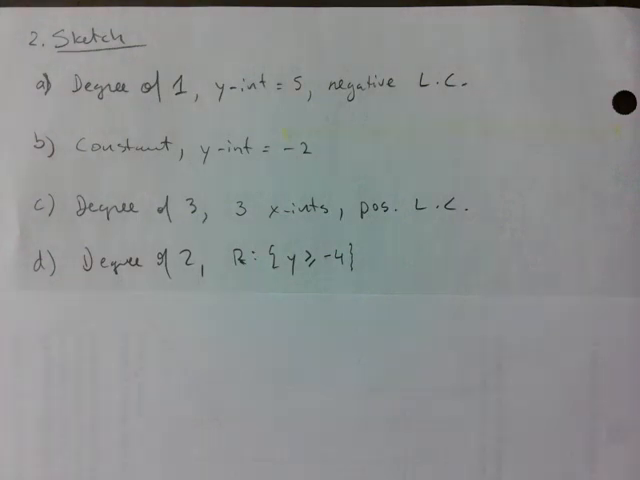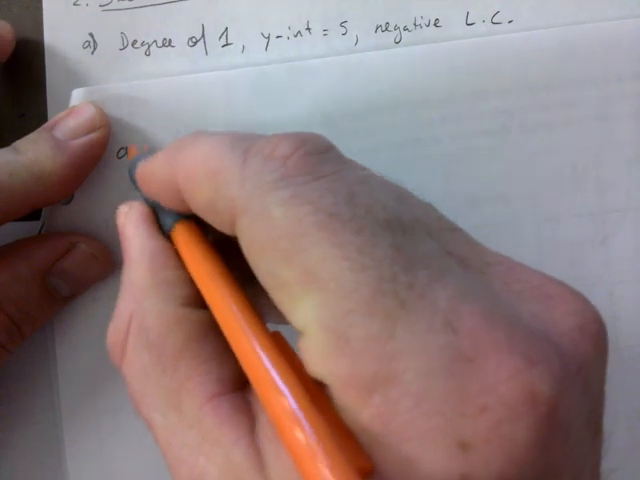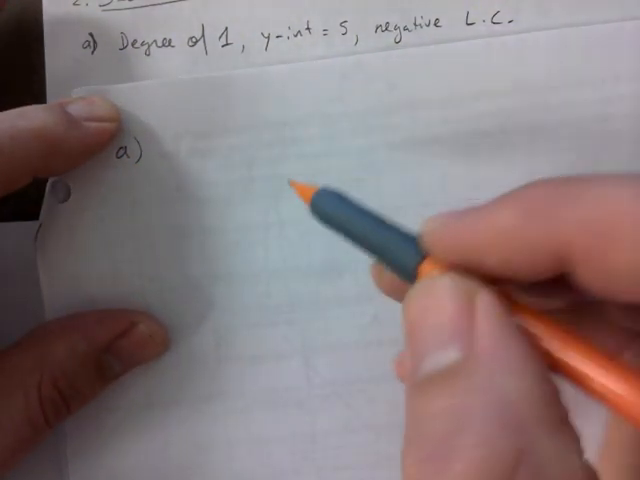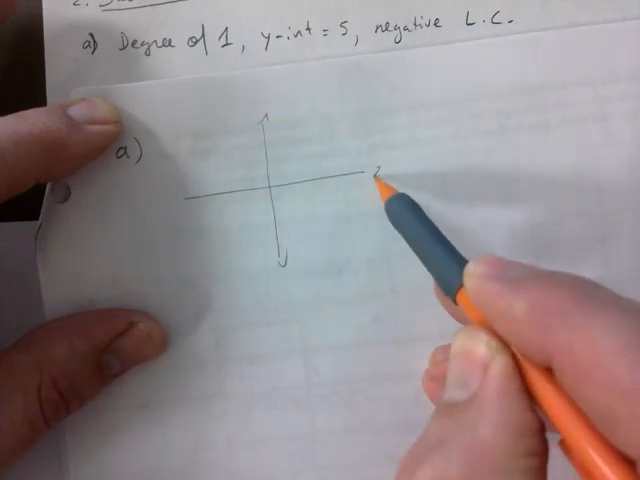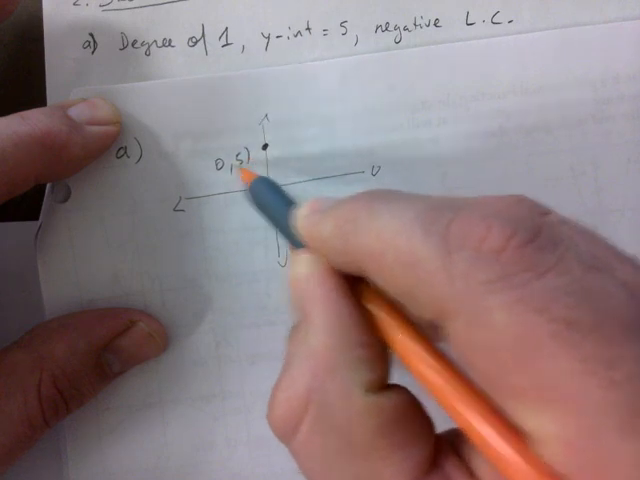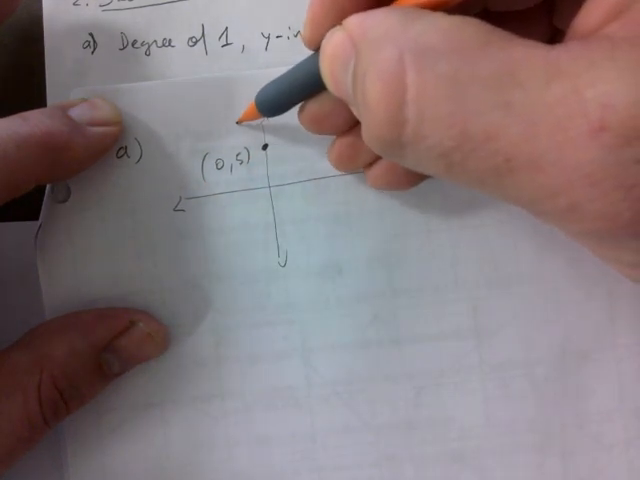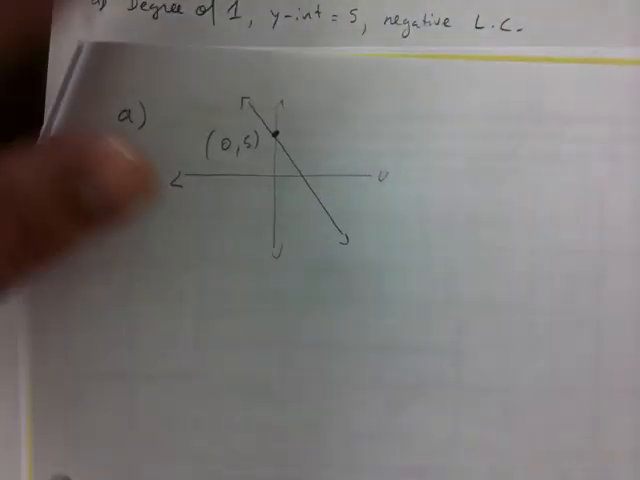Able to do it? Well, page 22, right? So the first one, degree of 1, so that's linear. All you would have to do if it's a sketch, degree of 1, y-intercept of 5, negative leading coefficient. So we just make sure we go (0, 5) on that. And it's linear, so it's just going to go like this. That's it. You would get a mark there.